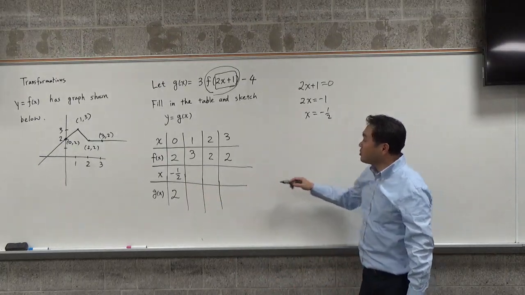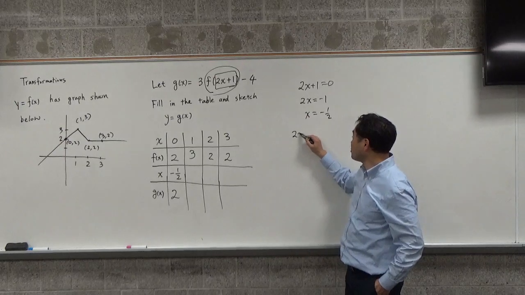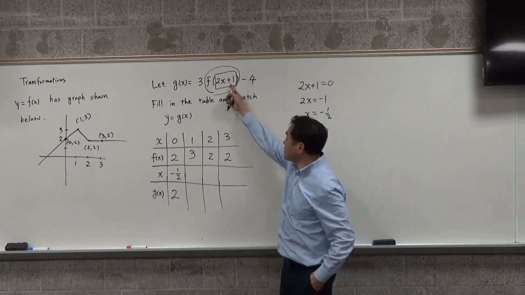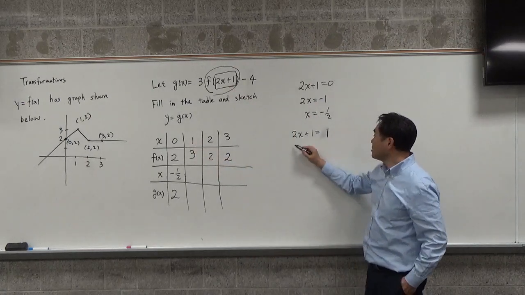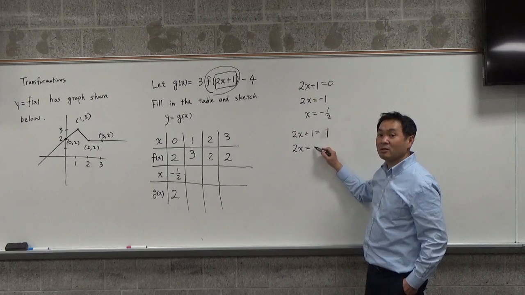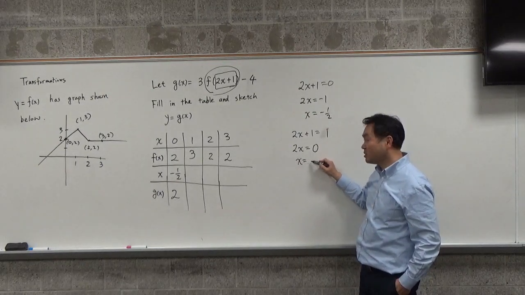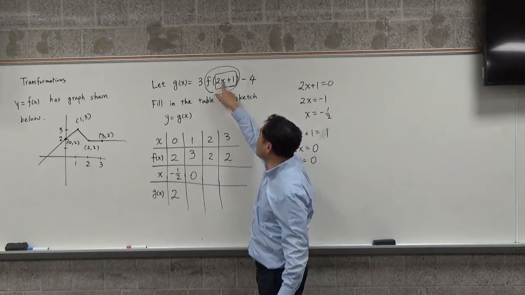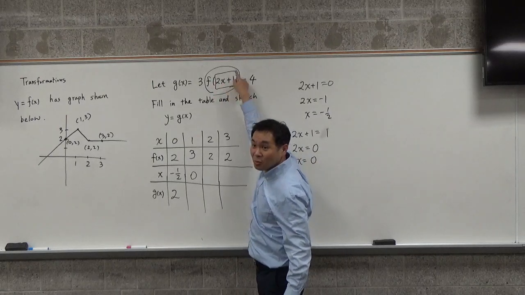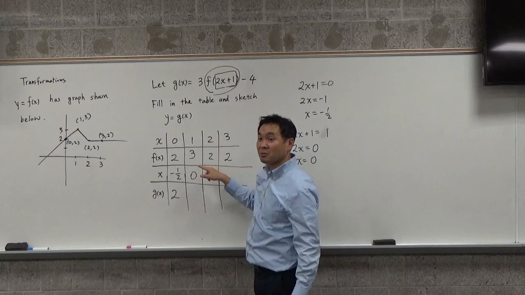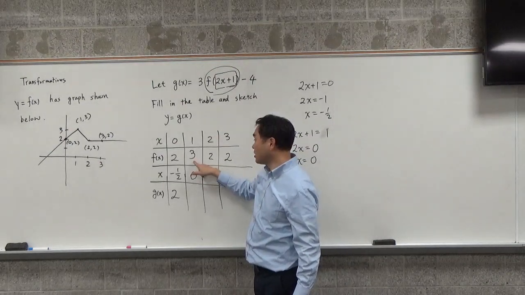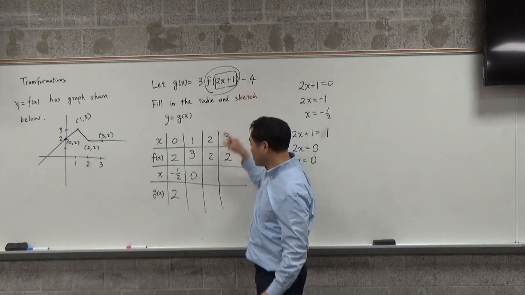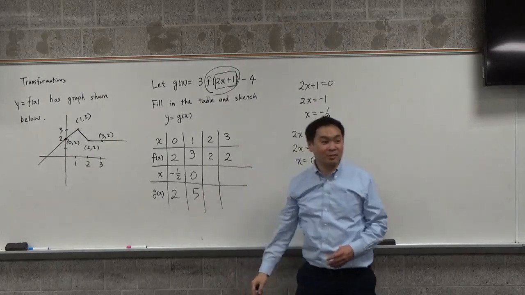Okay. Can we do the same thing for 1? Yes. Set 2x plus 1 equals, no, not 0, 1. This thing now should be equal to this number, right? So what is 2x equal to? 0. So x must be 0. So when x is 0, this becomes 1. What's f of 1 according to this table? f of 1 is 3. So when this is 3, what's 3 times 3 minus 4? 9 minus 4 is 5. 5. That goes here. Okay?